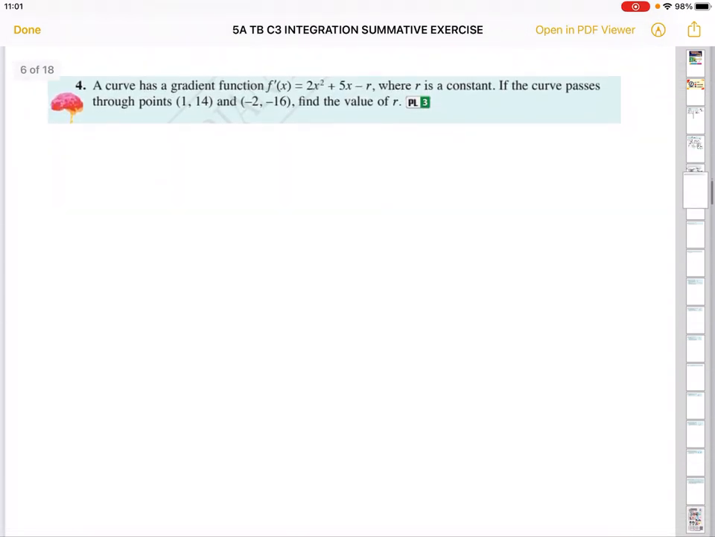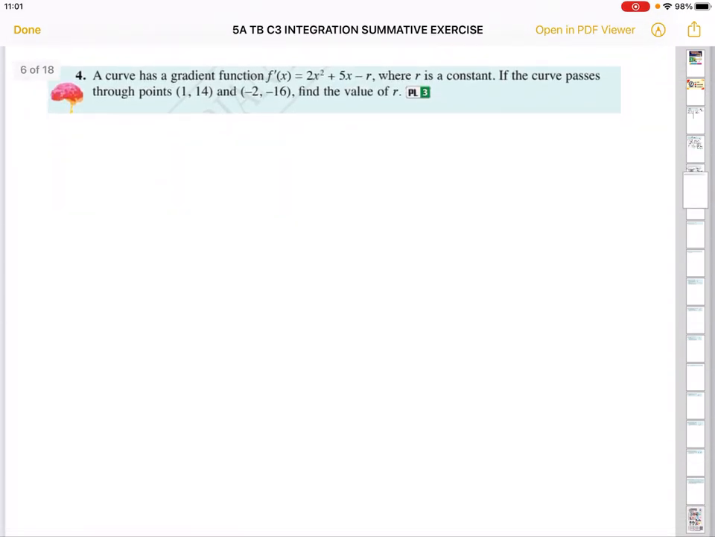Question number 4: a curve has a gradient function of f prime x. Now gradient function means it's your dy dx, actually already differentiated. So the curve passes through 2 points, find the value of r.